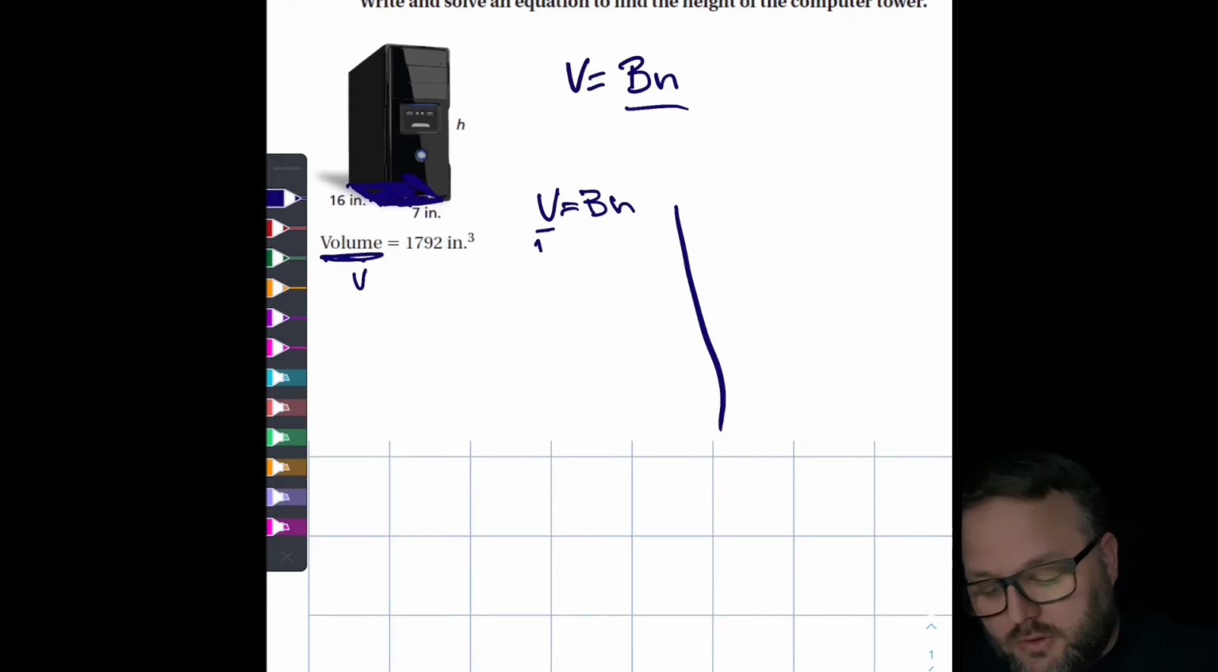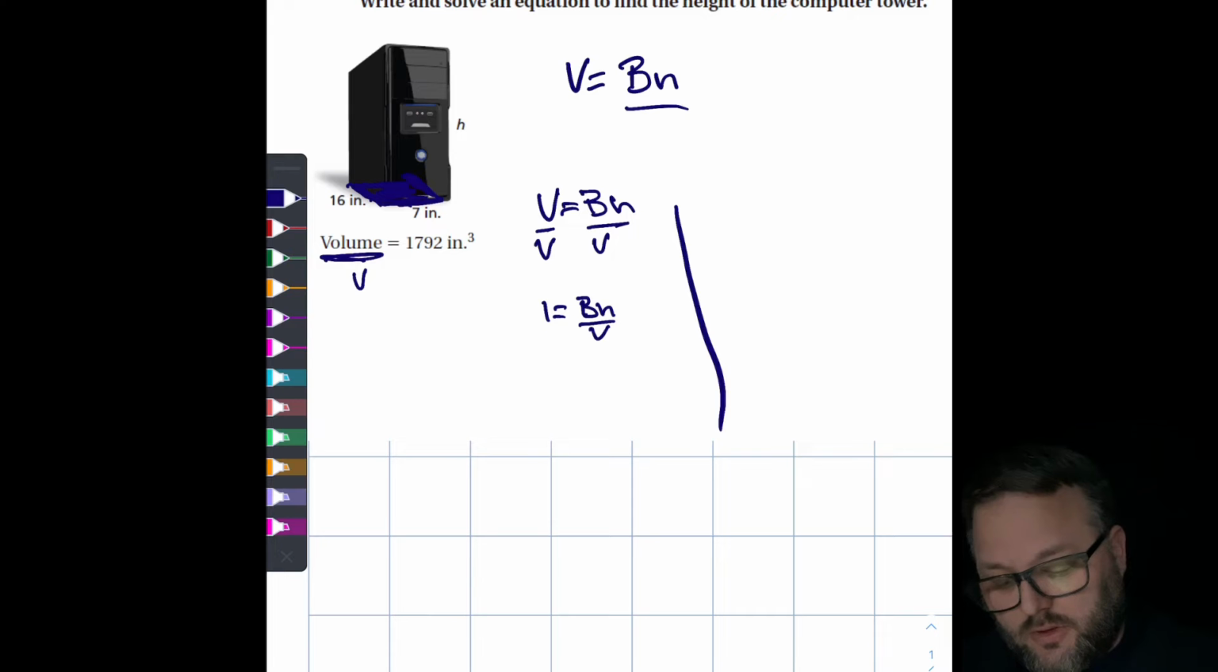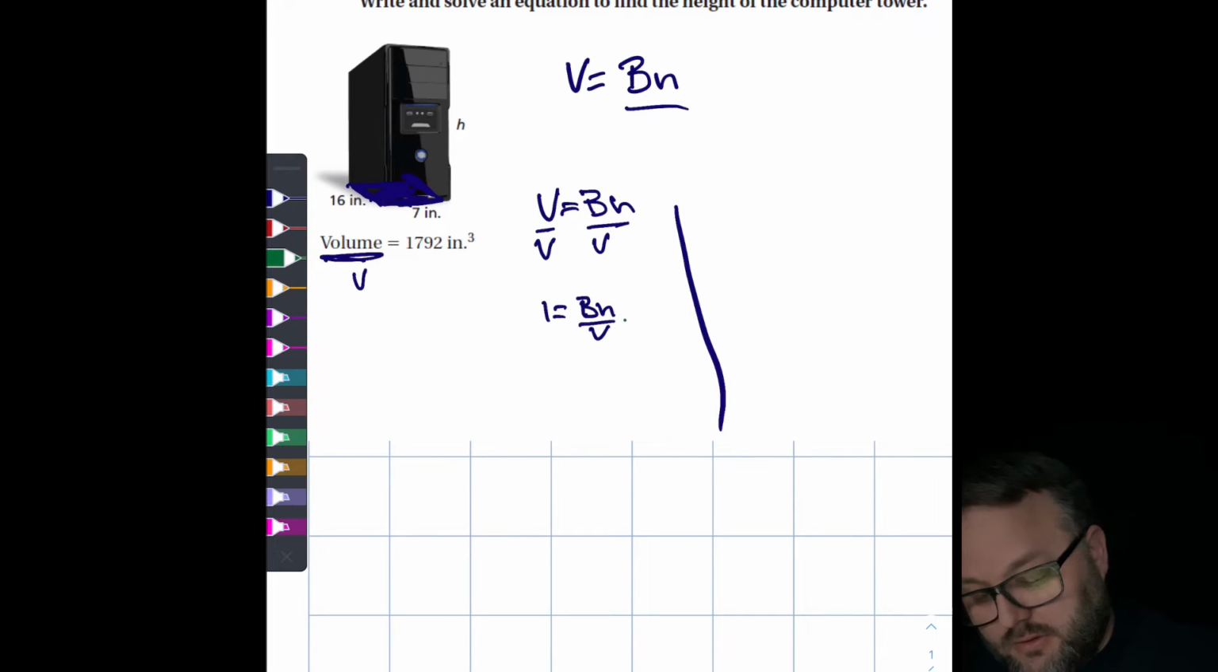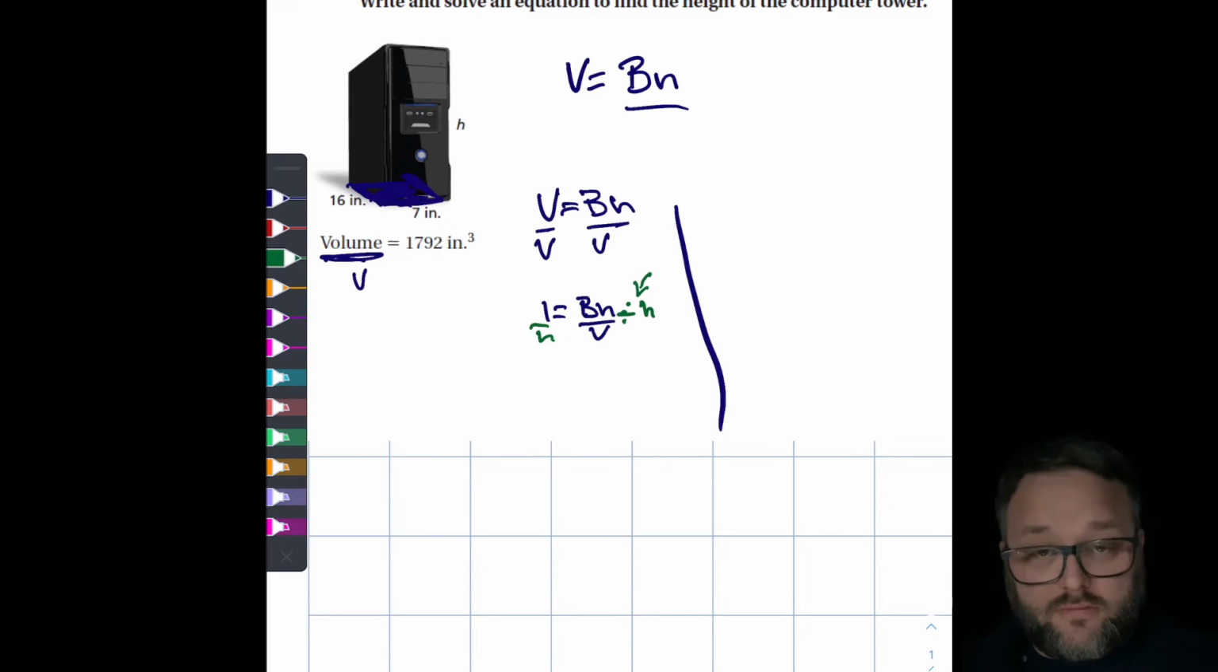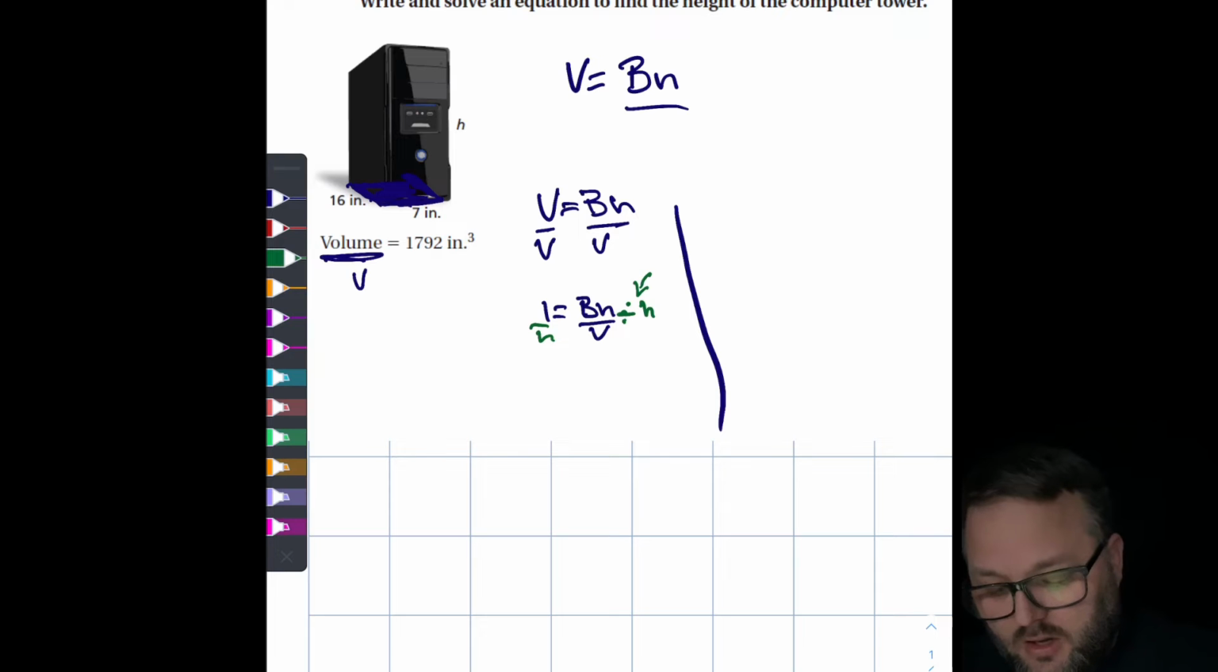So here what I'm going to do is move V, so I have to divide both sides by V. V divided by V is 1, and then B, capital B, H over V. But I have to get rid of that H. I'm currently multiplying by it, so in order to move that H, I want to divide each side by H. I did that over here just because it would look weird if I wrote the division with a division. All right, so this becomes 1.